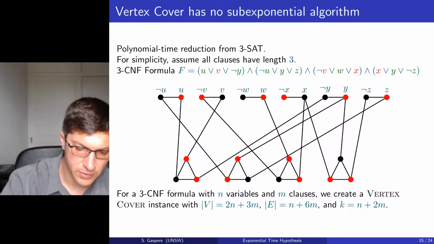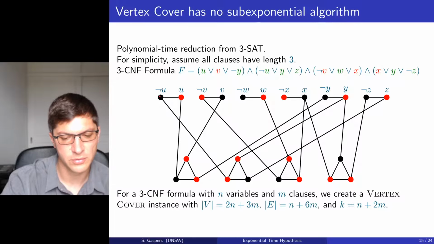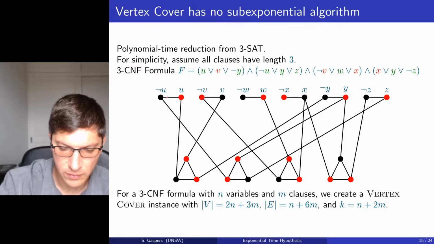So selecting this vertex into our vertex cover will correspond to making this literal true, so making u true, and selecting this vertex into our vertex cover corresponds to making this literal true, so making not u true, so making u false.